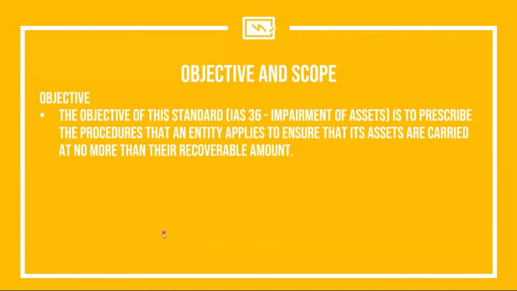So to start with, let us have the objectives and the scope. So the primary objective of IAS 36 is to prescribe the procedures that an entity applies to ensure that the assets are carried at no more than their recoverable amount. So the main goal here is to make sure that our assets are not overstated.